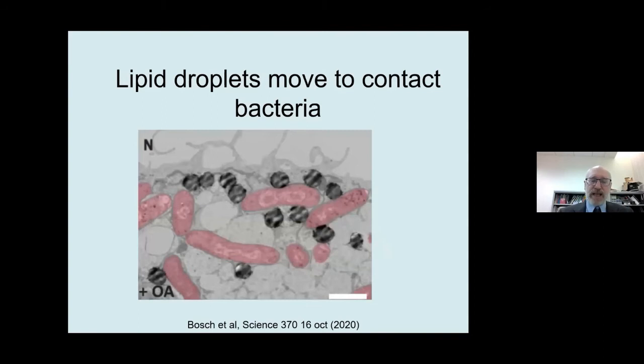And so here's an example where the bacteria are inside of the cells, and the lipid droplets, in this EM micrograph, are these black and white zebra-like striped things. And you can see they are in contact with the bacteria, and that is presumably to transfer the nasties on the lipid droplets to the bacteria to kill them.